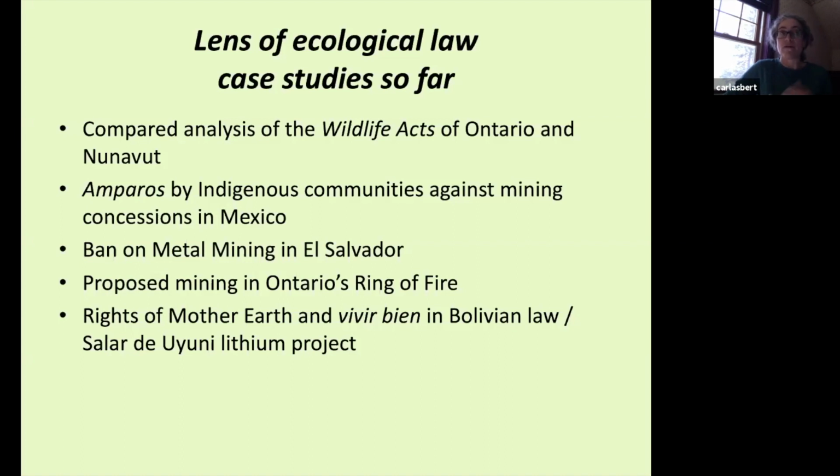So the values that ecological law aims to protect, rather. For example, in the case of the proposed mining in Ontario's Ring of Fire, this is a region that has very, very little human impact and, in terms of ecological integrity, has been scientifically identified as having very high ecological integrity. So that was my rationale for choosing these case studies.